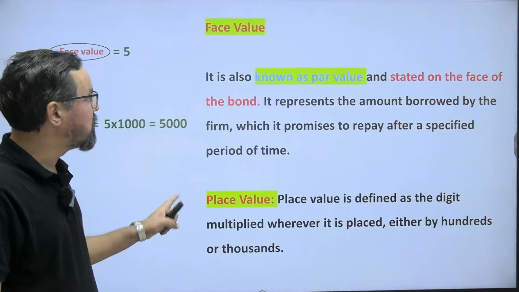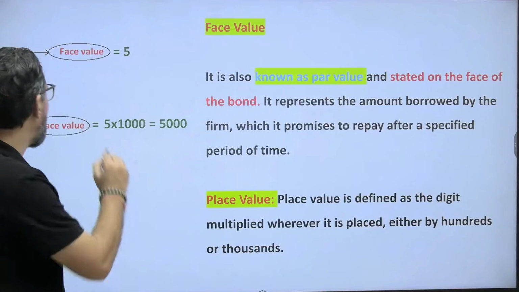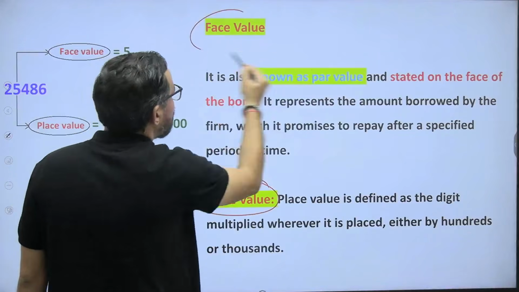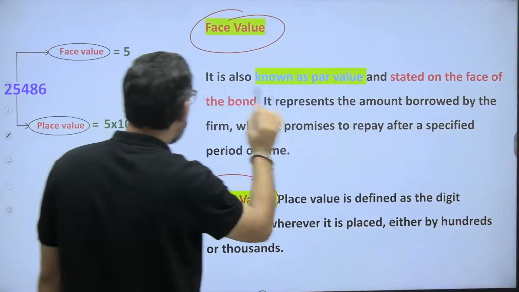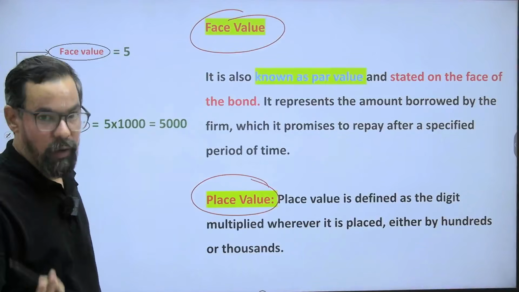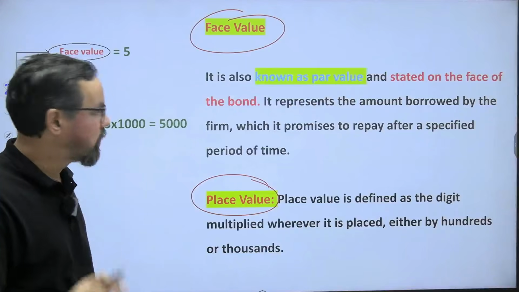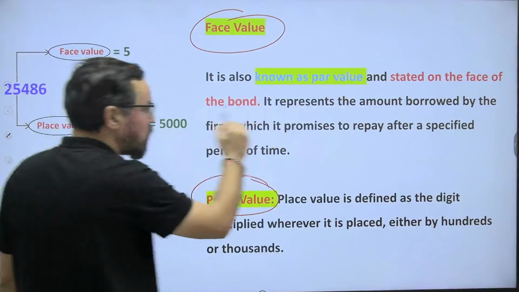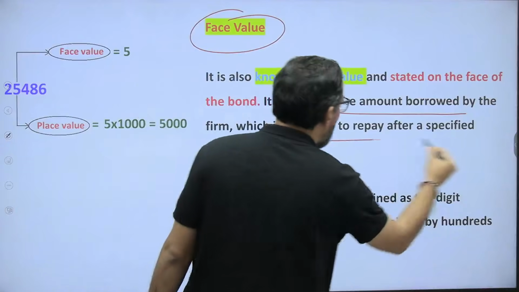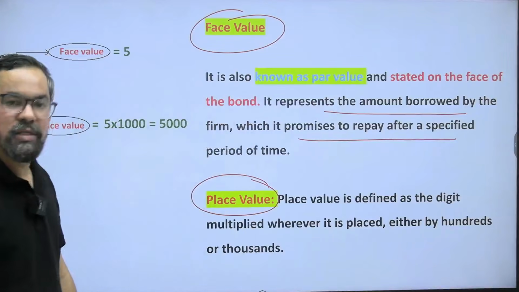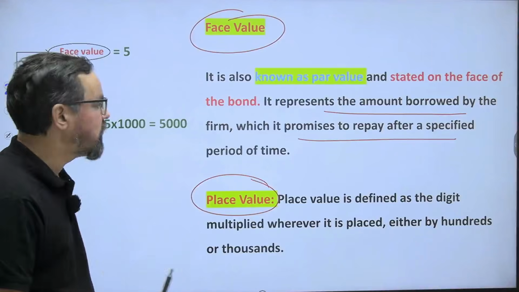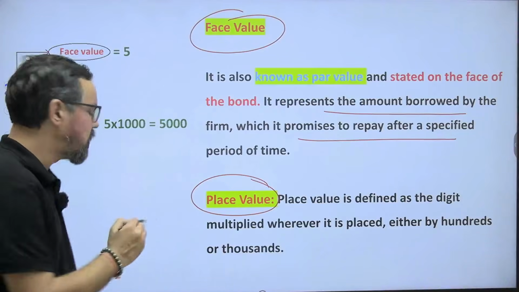Sorry, face value. Then we have two things, face value and place value. Face value is also known as par value, which is placed on the face of that particular bond. In our case, it was 1000. Stated on the face of the bond, it represents the amount borrowed by the firm which it promised to repay after a specified period, right?